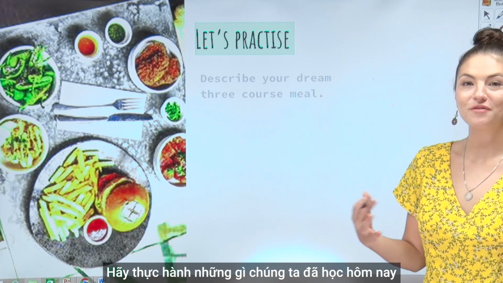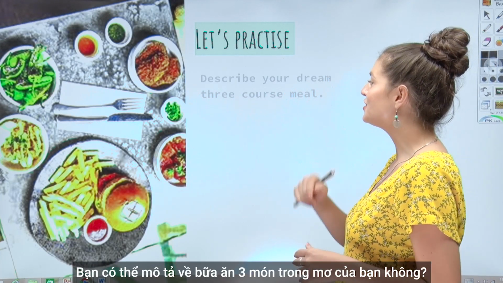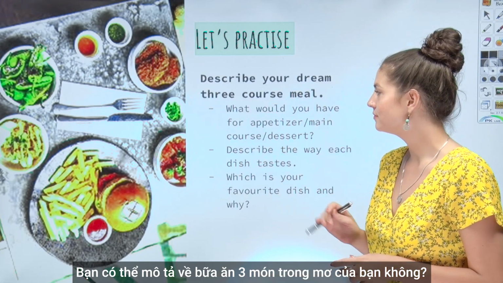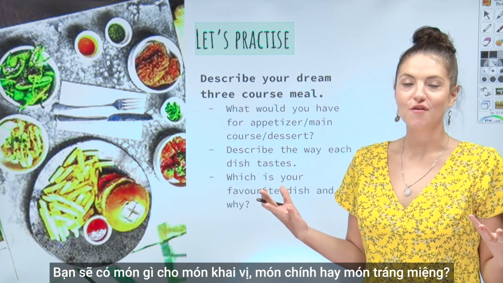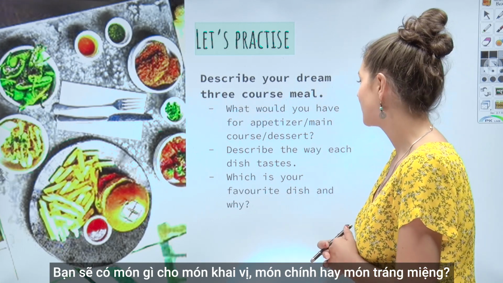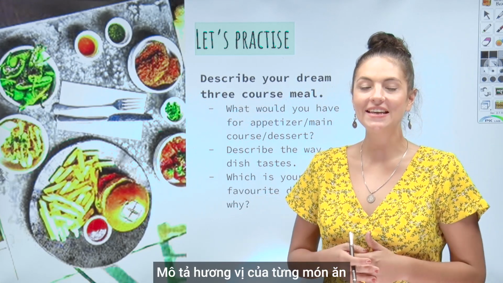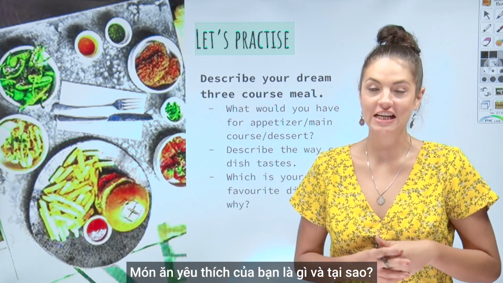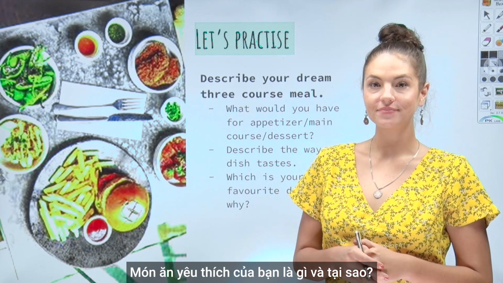Let's practice what we've learned today. Can you describe your dream 3-course meal? What would you have for appetizer, main course or dessert? Describe the way each dish tastes. Which is your favourite dish and why?